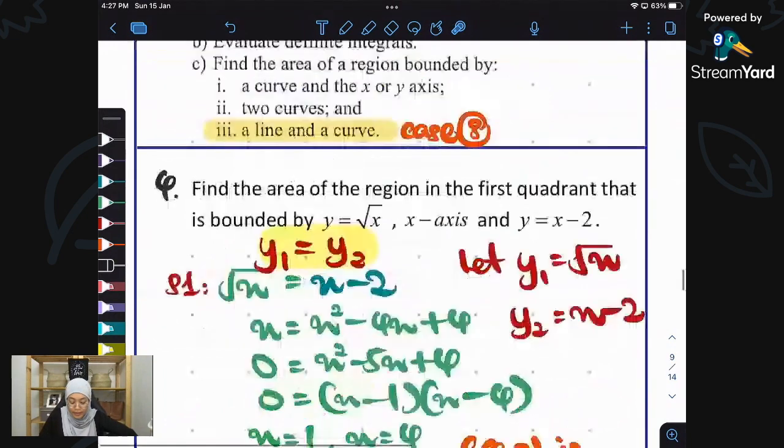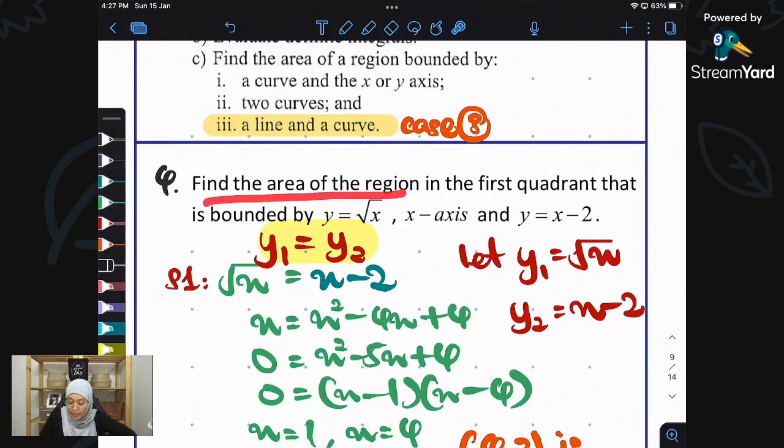Let's go. Find the area of a region in the first quadrant that is bounded by y equals square root x, the x-axis, and y equals x minus 2. So we have these three very important pieces of information here, and also the first quadrant is very important information as well.